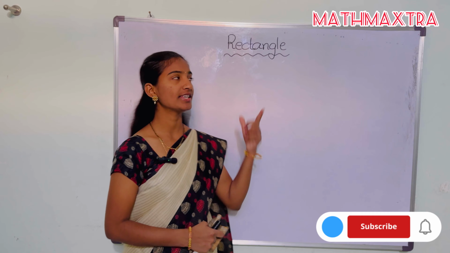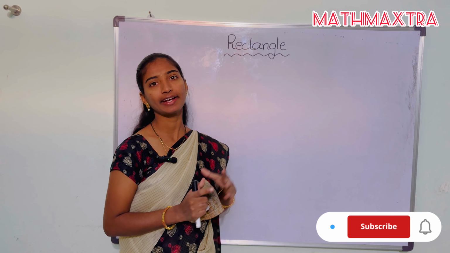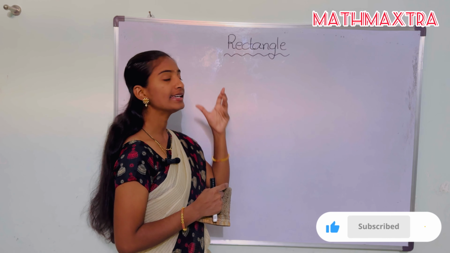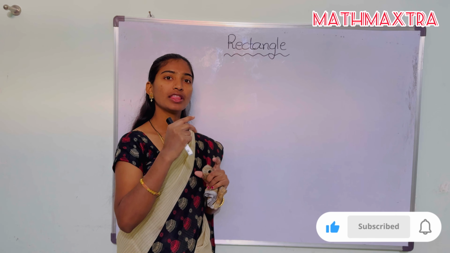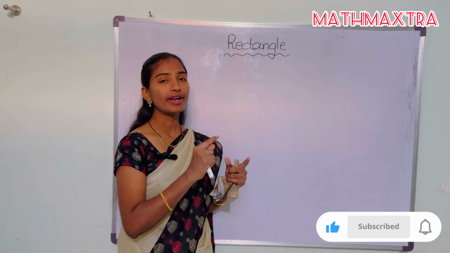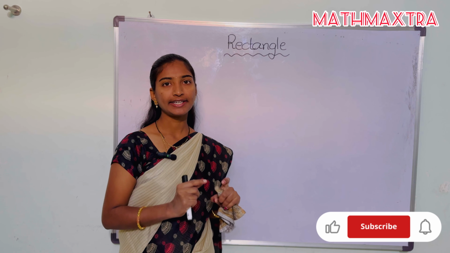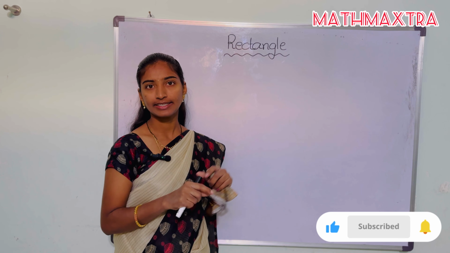Today our topic is rectangle. So we will first know what a rectangle is. A rectangle is a quadrilateral in which the pairs of opposite sides are parallel and one of the interior angles is 90 degrees. Then we call that quadrilateral a rectangle.